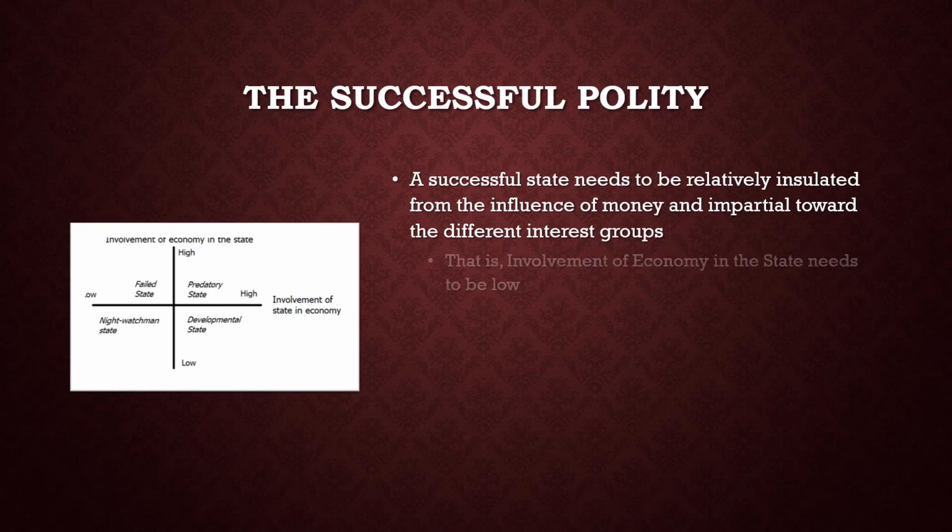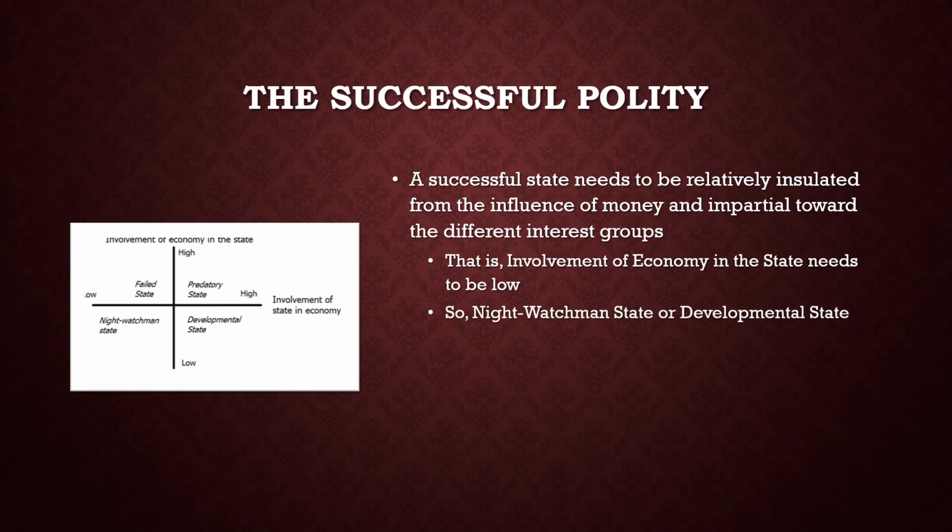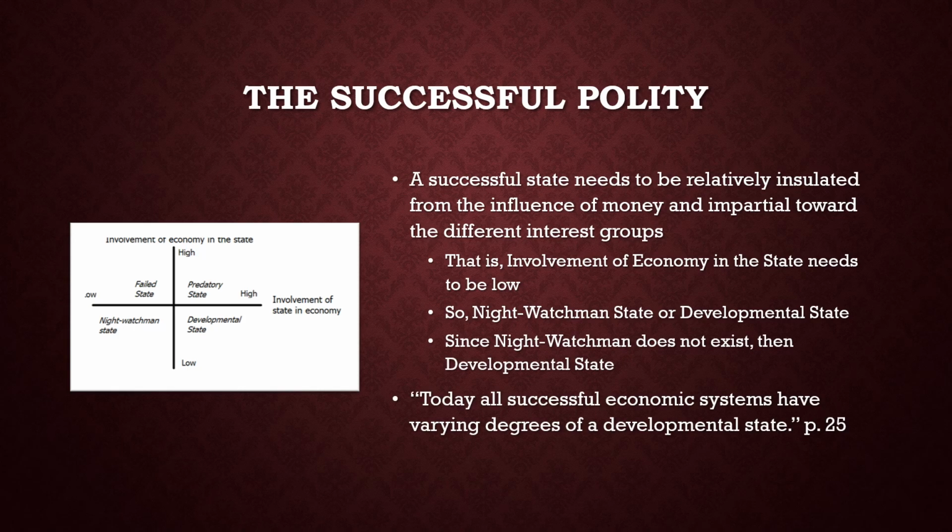So we need a state that is strong enough to resist those sorts of economic pressures. And so that means that we are looking for the ones that have the involvement of economy in the state relatively low, which, looking at the diagram, means we're either looking at a night watchman state or a developmental state. But he shares with us that night watchman states don't exist. They are a figment of our imagination. So that means that the only possible example of a successful state would be the developmental state. And that's his conclusion here, that today all successful economic systems have varying degrees of a developmental state.